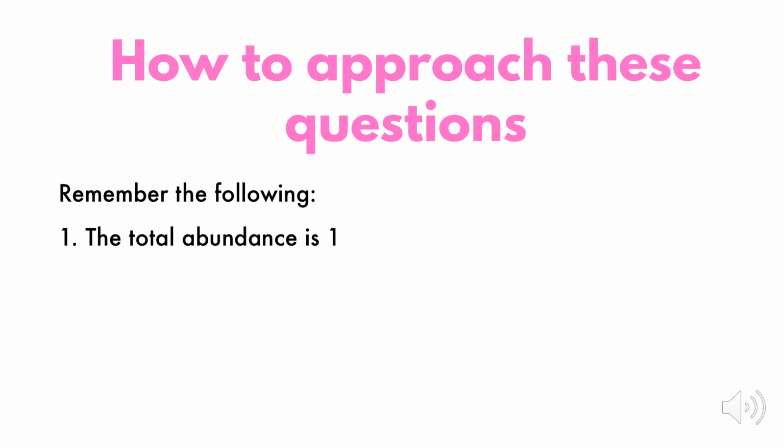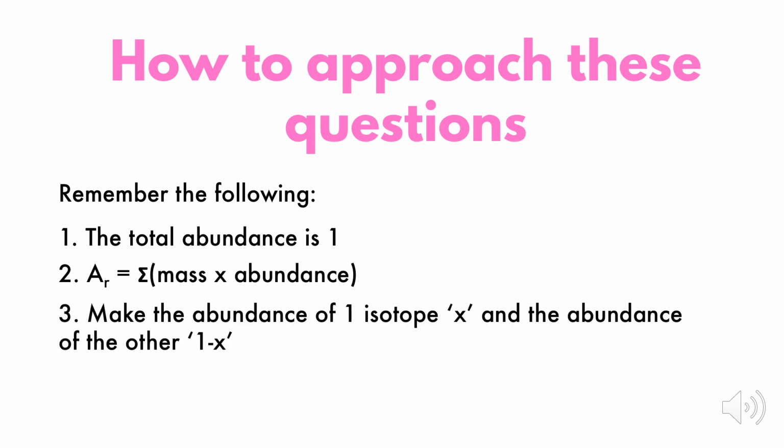So the first pointer, remember the total abundance is 1, that's our important rule. Secondly, the simplified equation we've been using, the relative atomic mass is equal to the sum of the mass times the abundance. 3, whenever you have an equation that involves calculating the abundance of 2 isotopes, make the abundance of one of them x and the abundance of the other will be 1 minus x. If you have more than 2 isotopes, you've got a little bit more work to do, but we'll worry about that later. Then solve for x.